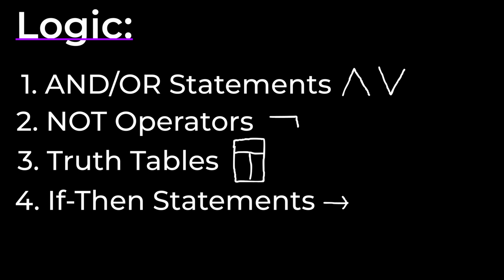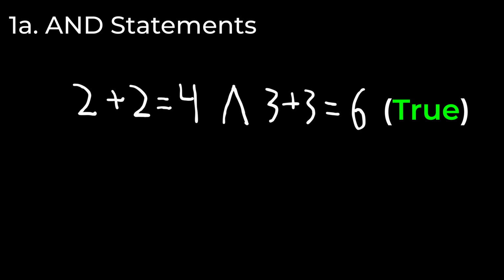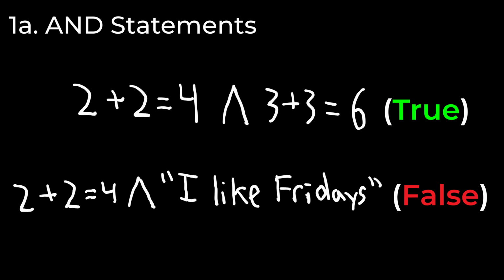The four main concepts of logic to understand in the context of firewalls include and or statements, not operators, truth tables, and if-then statements. And or statements are logical operators that help build compound statements. And statements are written with this upside-down V symbol and form a compound statement where both statements must be true. For example, 2 plus 2 equals 4 and 3 plus 3 equals 6 is true. 2 plus 2 equals 4 and I like Fridays is false.